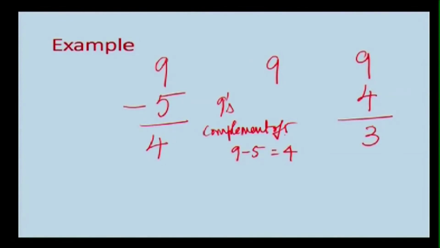When I add up, I will get 1 and 3, that is 13. We have taken the 9's complement of 5, which is the subtrahend, and we get 4, which is nothing but 9 minus 5. That 4 is added with 9 to get 13. And here this 1 is a carry. According to the rule, this 1 should be added with 3 to get the right answer, which is again 4.